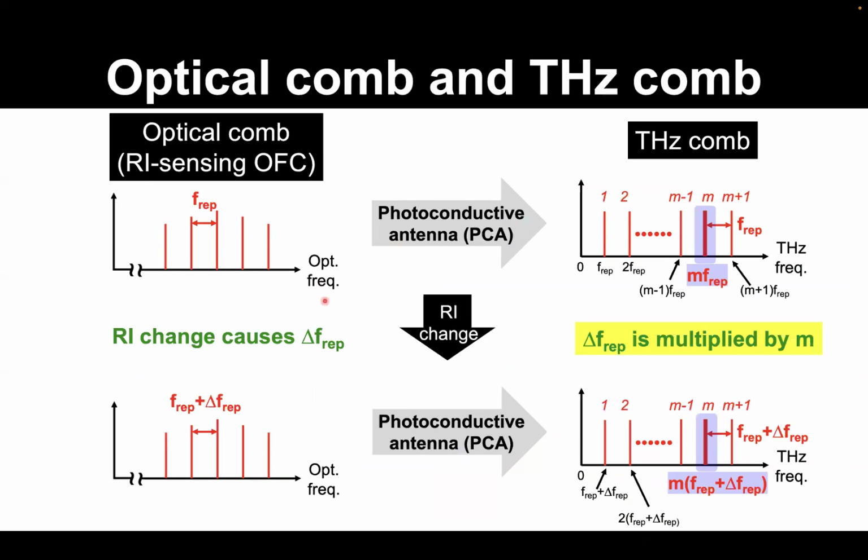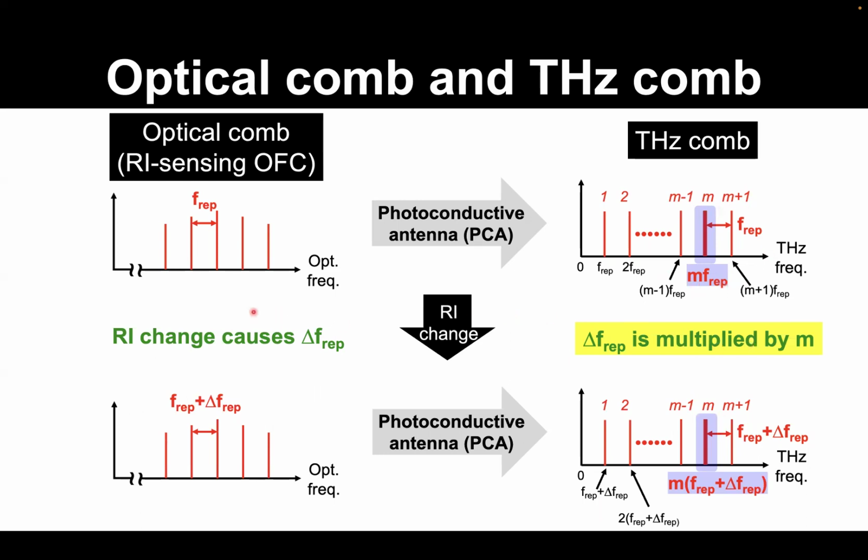The next slide shows the spectral behavior of the optical comb and the terahertz comb. When the output light of the RI sensing OFC, having a frequency spacing of frep, is incident into the photoconductive antenna, or PCA, a series of harmonic components of frep is generated in the PCA, like here. This is a terahertz comb. The spectral bandwidth of the terahertz comb is extended over 100 gigahertz, so the resulting M value is over a few thousand.